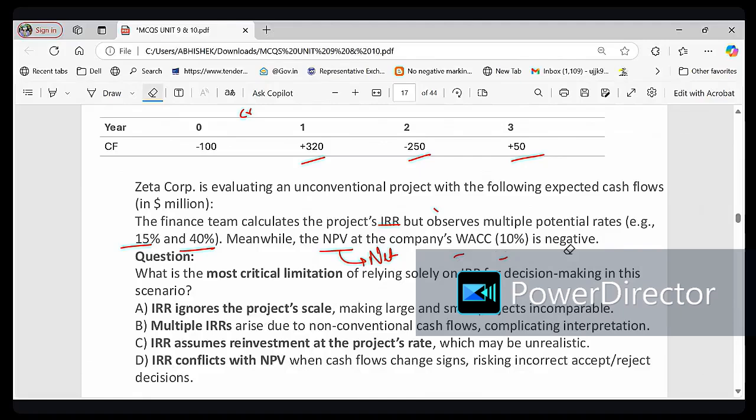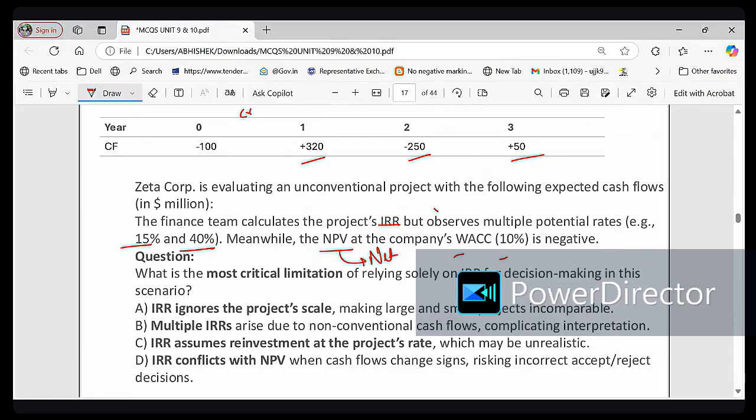So question is, what is the most critical limitation of relying solely on IRR for decision making in this scenario? Option A, IRR ignores the project scale. Option B, multiple IRRs arise due to non-conventional cash flow. Option C, IRR assumes reinvestment at project rate. And option D, IRR conflicts with NPV when cash flow changes sign. Right. So basically, question is regarding the limitation of IRR. That is what it asks you.